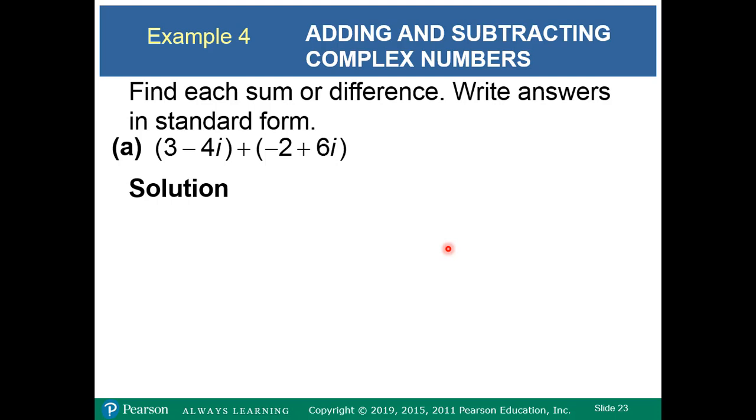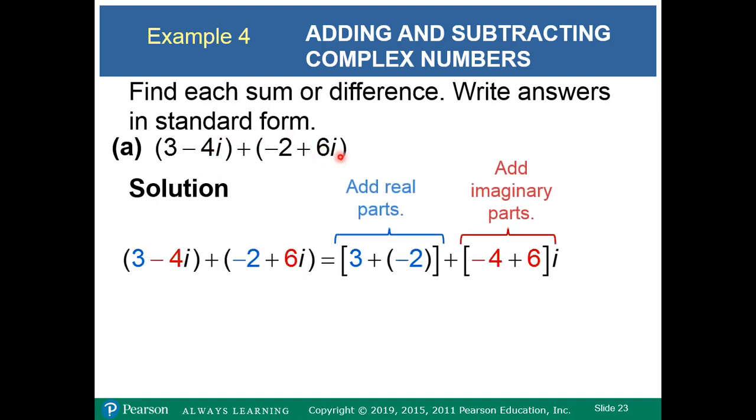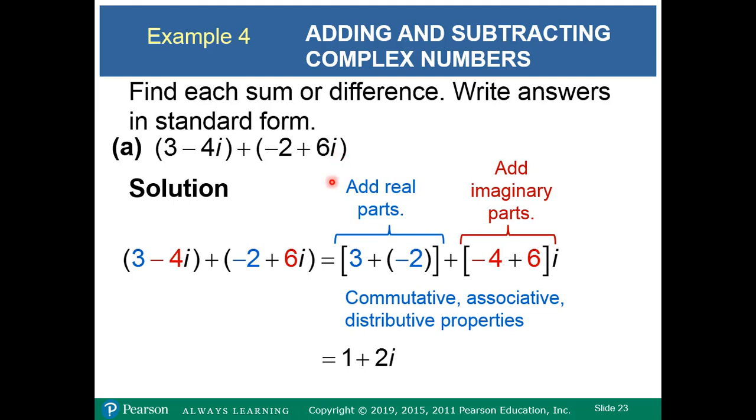Now let's use some examples. Real quickly, what am I going to do? Well, I'm adding, so I'm going to add corresponding parts. I'm going to add the real parts, and then I'm going to add the imaginary parts. So I'm going to add 3 and negative 2, and I'm going to add negative 4 and positive 6. And then again, the i's go with the i's. What do I get? I get 1 plus 2i. Just make sure you understand what we did.